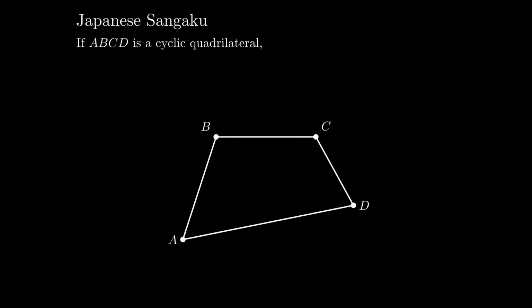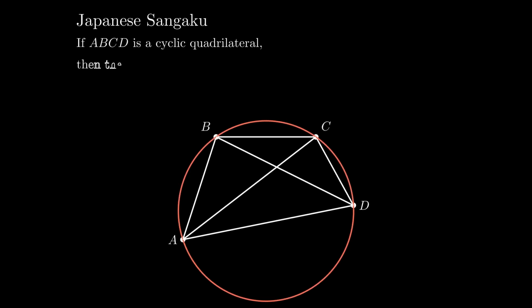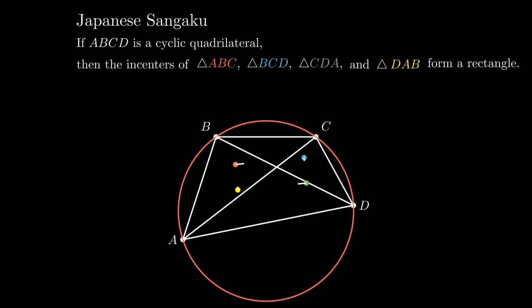Alright, but what is Japanese Sangaku? Well, Japanese Sangaku states that if ABCD is a cyclic quadrilateral, then the incenters of triangle ABC, triangle BCD, triangle CDA, and triangle DAB form a rectangle, regardless of the cyclic quadrilateral's position.